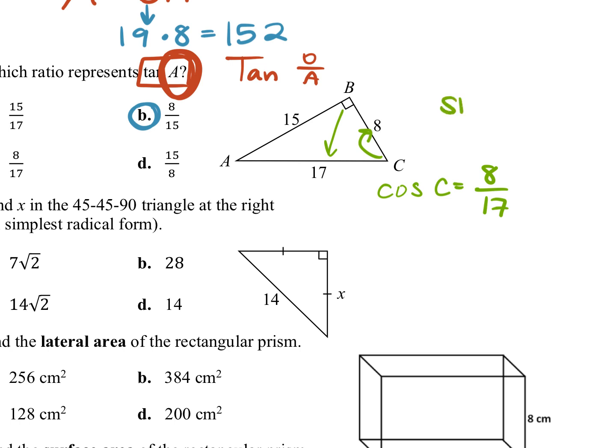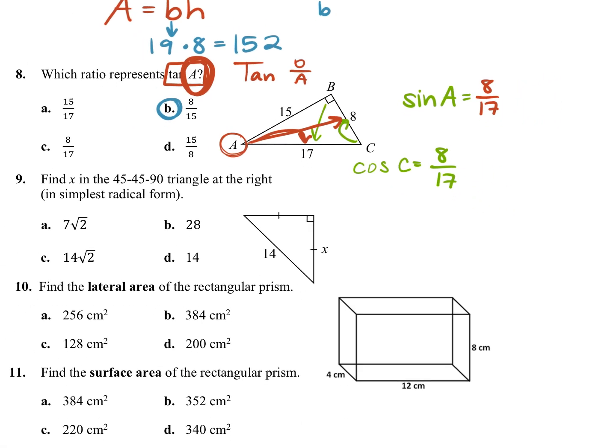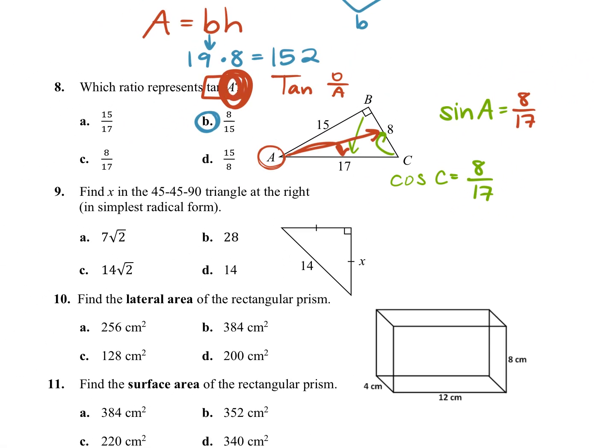Okay, so what is the sine of A? 8 over 17. Opposite over hypotenuse, right? 8 over 17. So make sure you're clear on which trig function is which and what you're starting from. You always start from whatever letter is given in the problem. Okay, that makes sense.